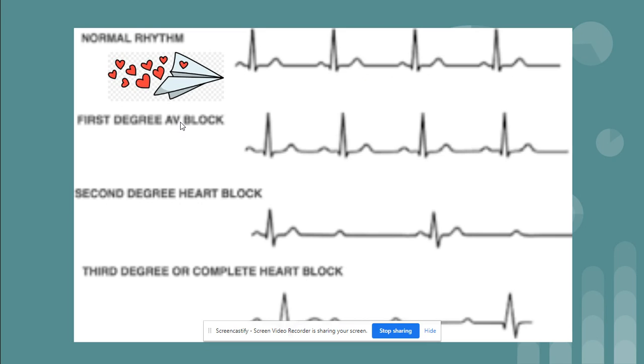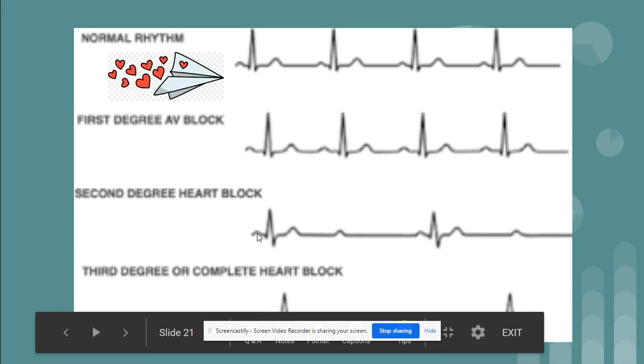With a first-degree AV block, you're going to see an extended PRI, or PR interval, because it's taking a long time when the SA node is calling the AV node, and that just means that the PRI is going to be greater than 0.20 seconds. So you can see that this is lengthened compared to the PRI here. The rhythm is still regular and still normal, but that PR interval is just elongated, and that just means a slowing of conduction.